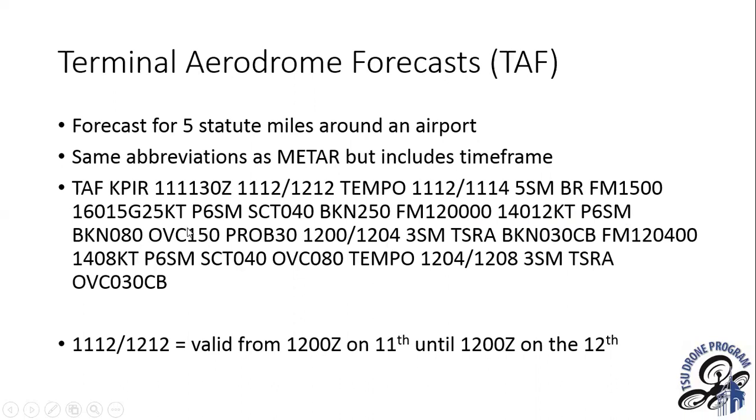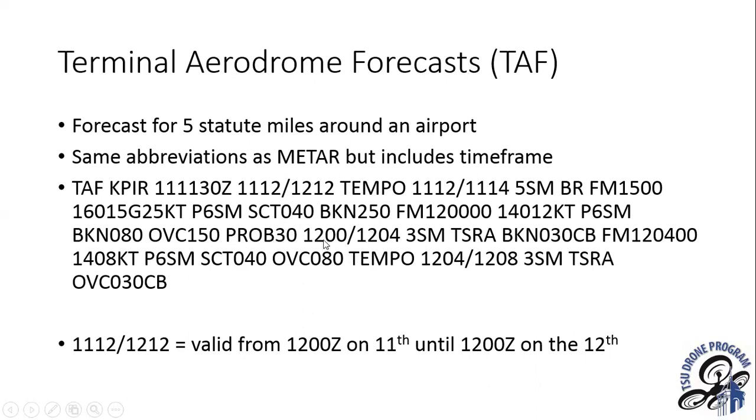And then as we keep going forward, we've got some broken clouds, we've got some overcast clouds. So in this case, if we were looking for that ceiling, like I talked about before, our ceiling is going to be at 8,000 feet because that's the lowest level of either broken or overcast clouds. Next, we've got PROB, which means the probability of this situation is 30%.